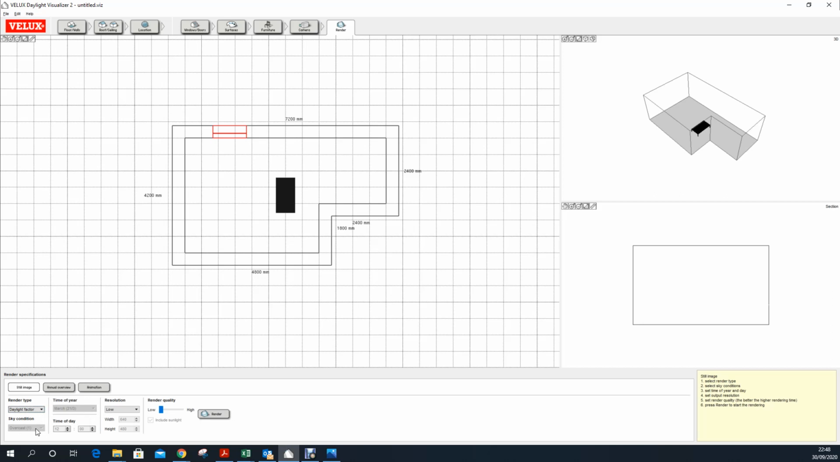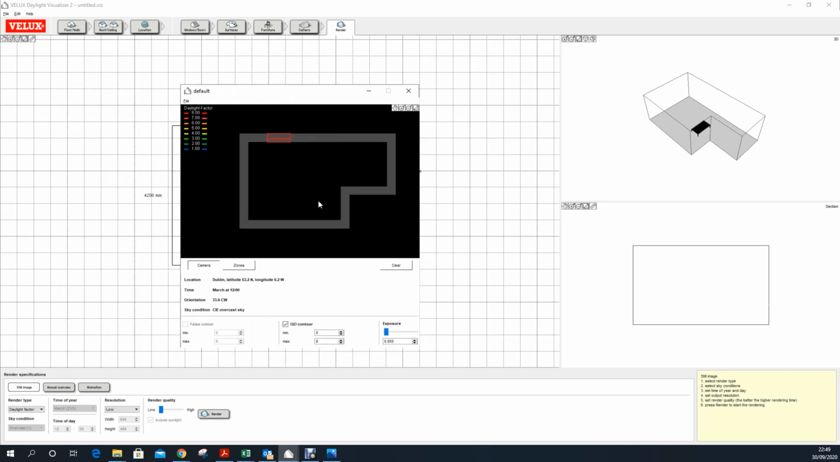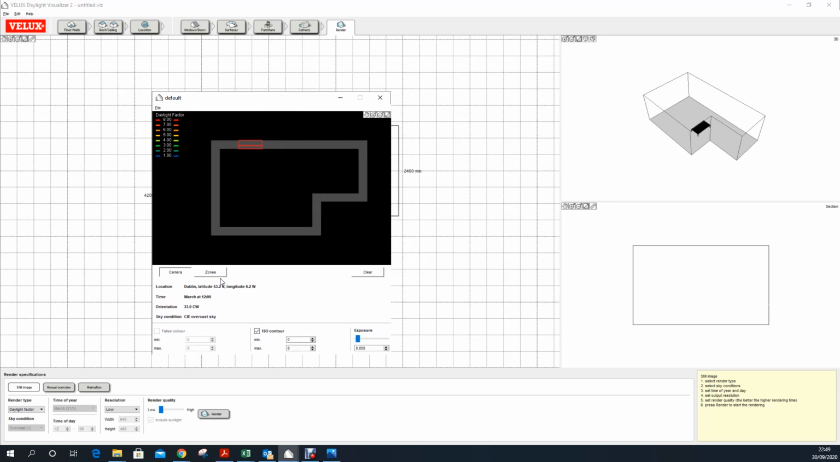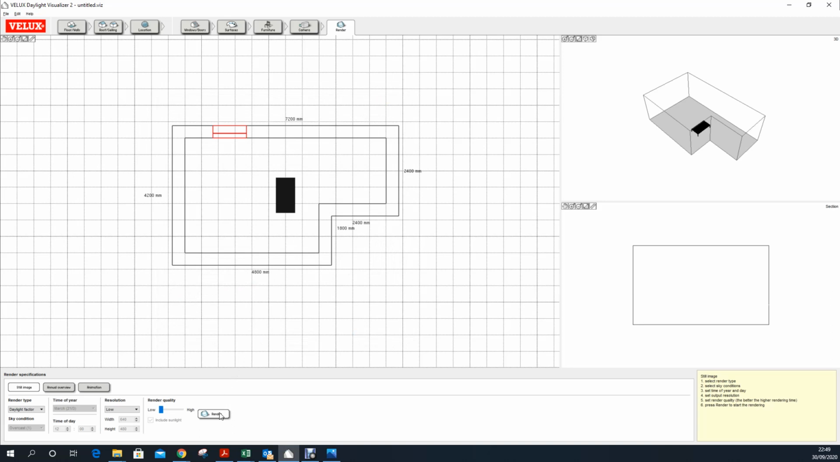Daylight factor is always overcast sky, and it doesn't matter the time of the year, and it doesn't matter the time of the day, because it's a ratio of the light outside to inside. The resolution, obviously, the higher you go here, the longer it'll take to render. It's actually just doing it on my other, you can see here. I think I might have interrupted it when I moved it. Let's try that again, and I won't touch it now while it's doing its thing.